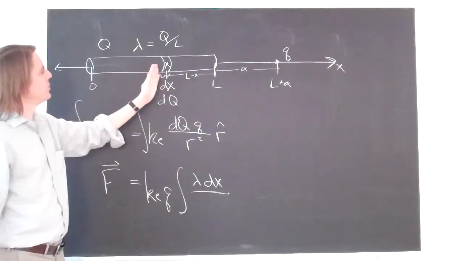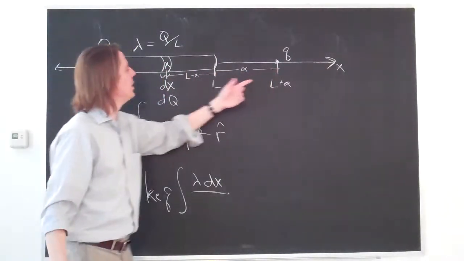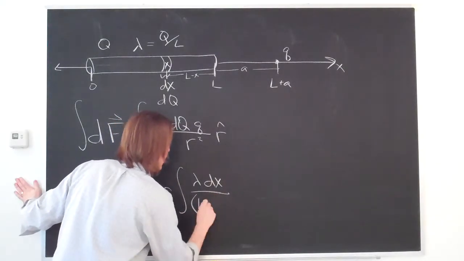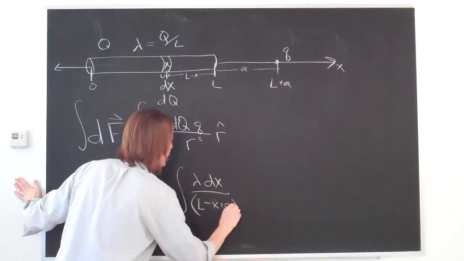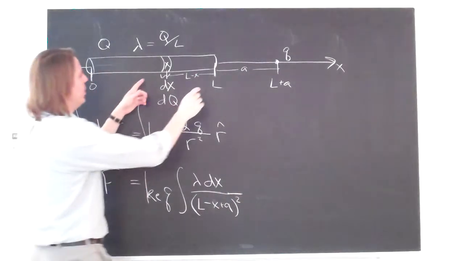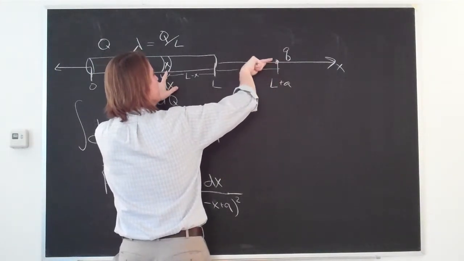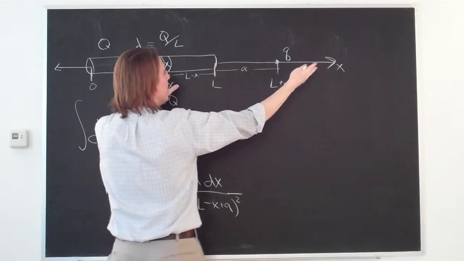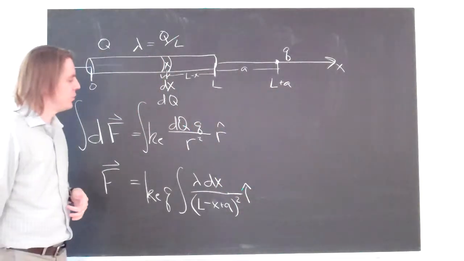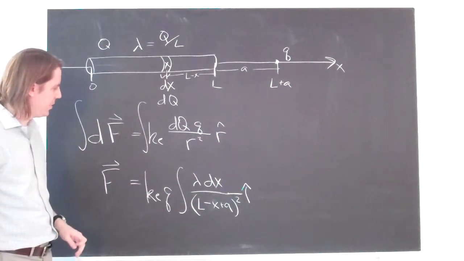If the differential element is at x, then it's always L minus x from the end. And then this is another distance A. So the separation is L minus x plus a squared. And for this problem, the force of dq on q is always going to be in the r hat direction that way. It's always along the x-axis. So r hat in this case is just the unit vector i hat in the x direction. So there we've actually put together the integral.